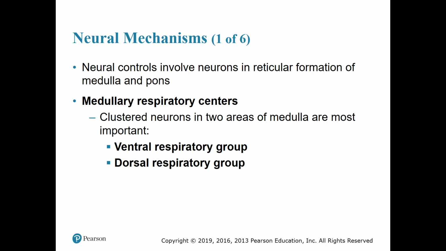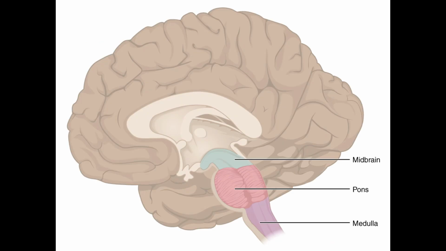There are clustered neurons in 2 areas of the medulla that are most important: the ventral respiratory group and the dorsal respiratory group. In this slide, we can see a mid-sagittal section of the brain and the position of the pons and the medulla.